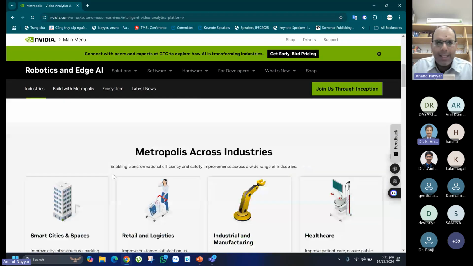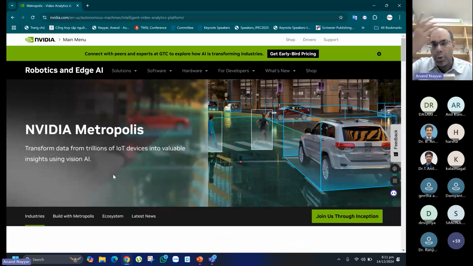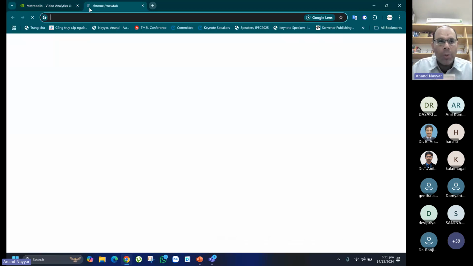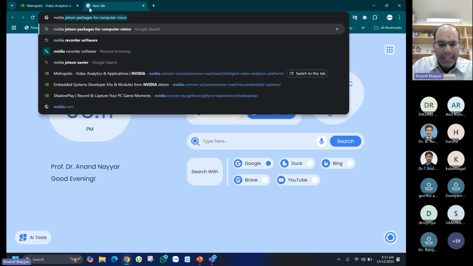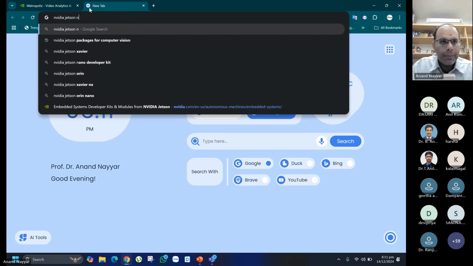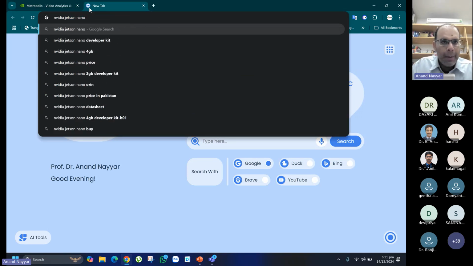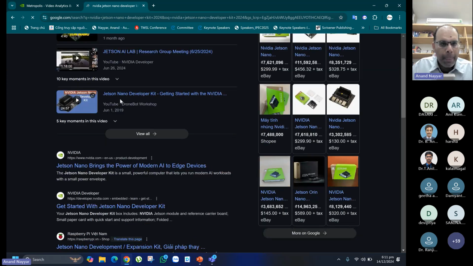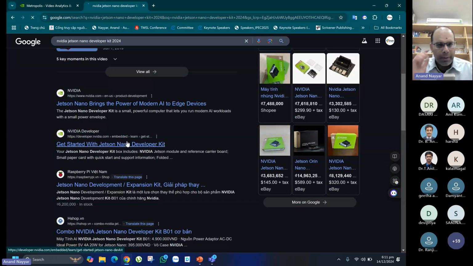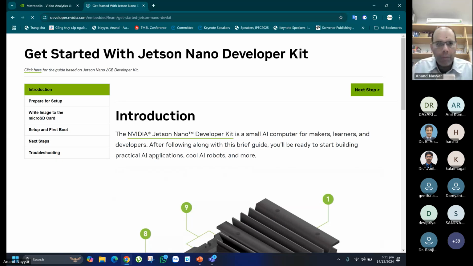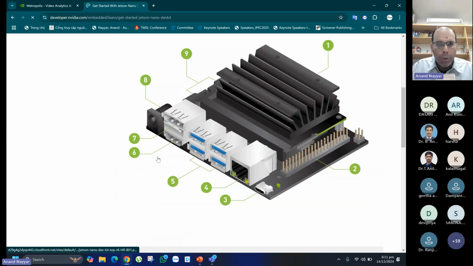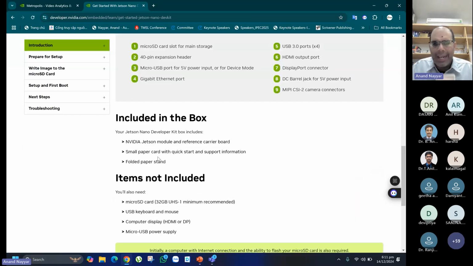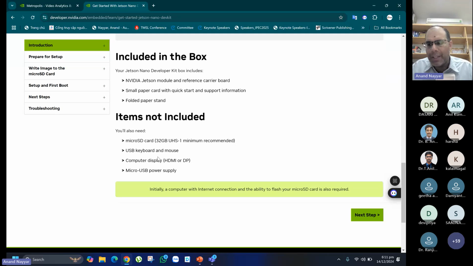Okay, sir, thank you. This is the answer. You need to integrate Metropolis, but make sure that you are using the latest Jetson Nano. If you just type NVIDIA Jetson Nano developer kit, that is 2024. You can see this one, sir. You have to go for the latest Jetson with at least the Xavier platform.